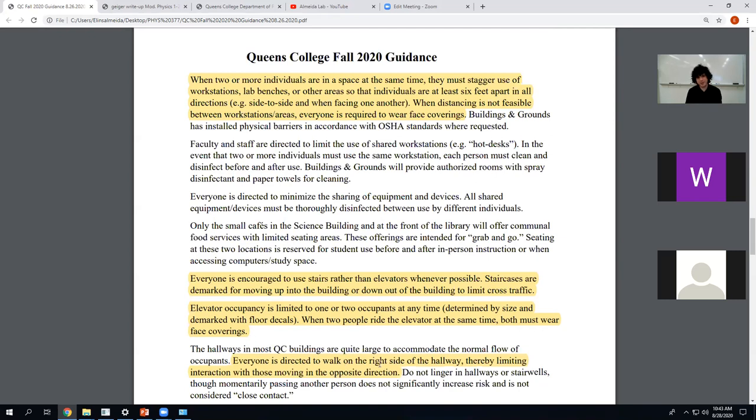You're in New York, so this should be obvious to you. When you're walking here in the building, everyone is directed to walk on the right side of the hallway, thereby limiting interaction with those moving in the opposite direction.